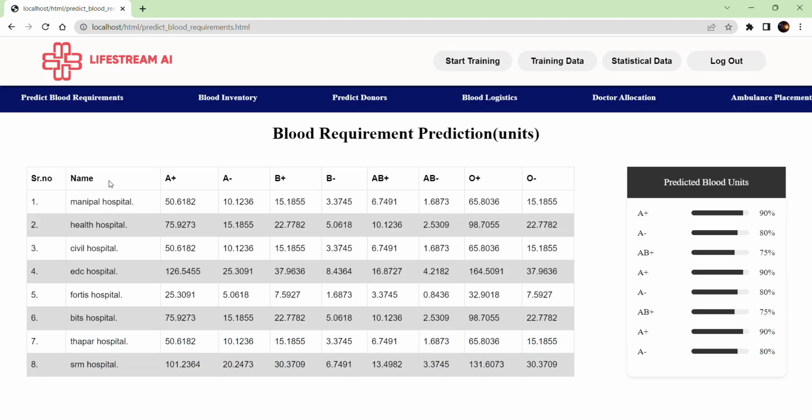What this does is that it predicts the blood requirement in an area, to be specific, in a hospital, by blood group, by the number of patients, by the number of people residing in that area, by the spread of any kind of disease that is going on, or previous patient data that we have in our database. So this is the data, this is all in units. Now I'll move forward to blood inventory.